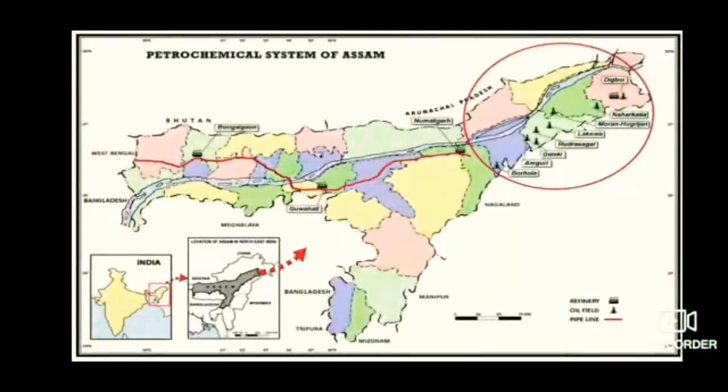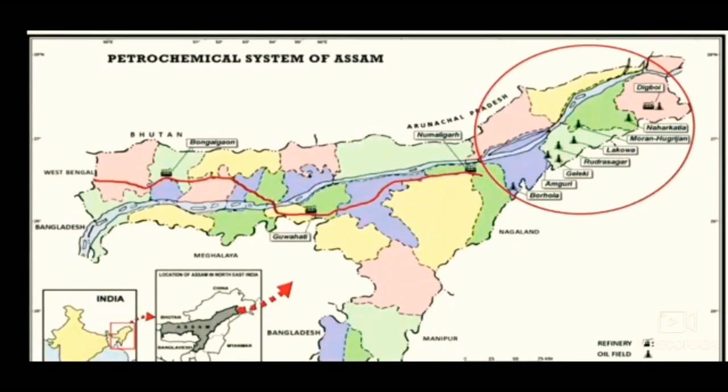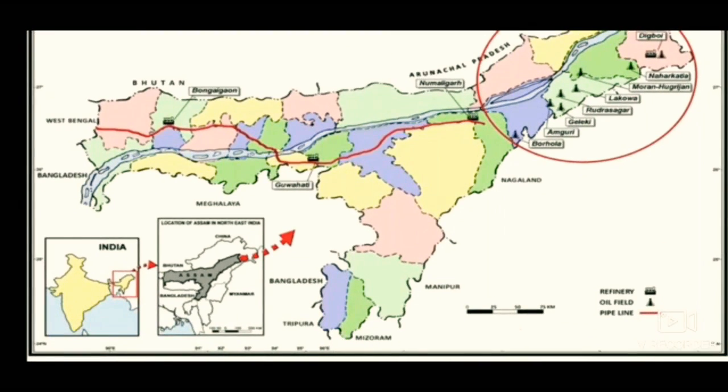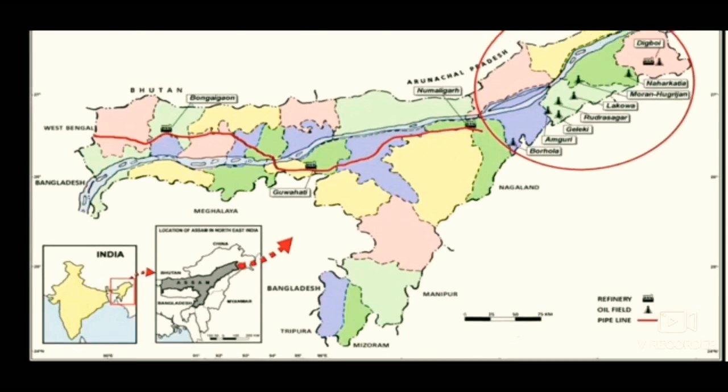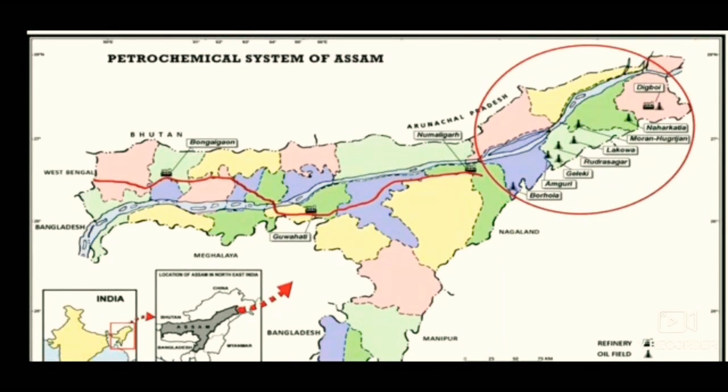Now we can have a view of the petrochemical system of Assam. This map specifically shows the oil field in Assam. The legend in the map clearly shows you the refineries, oil field and the pipelines which transport oil from the oil field to the other refineries. You can also have a close look at Digboi, Naharkatia, Moran, Lakwa, etc. So this map gives you a clear view of the location of India and Assam in India as well as the oil field in Assam.